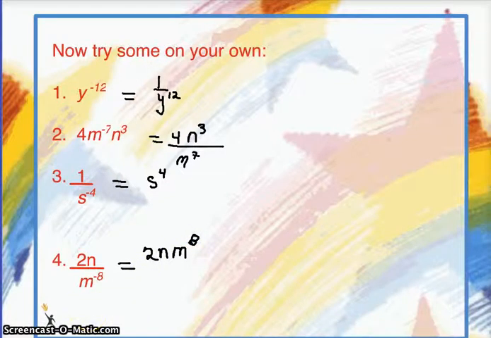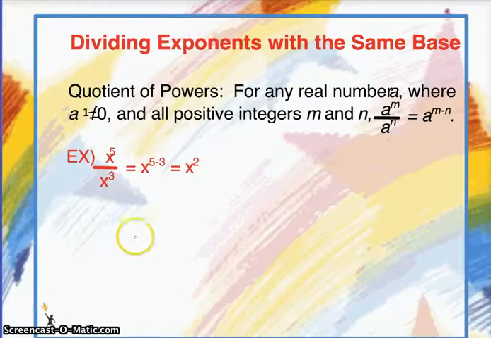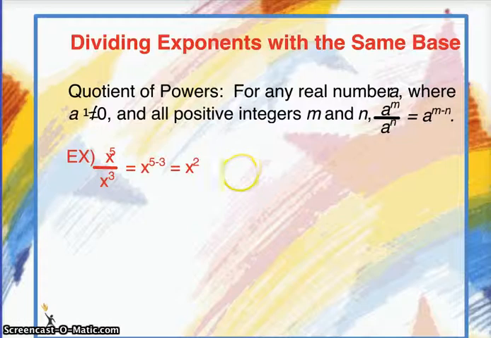All right, final property, dividing exponents with the same base. This is very similar to the last property. So what that is saying on this one is that for any real number a, where once again a does not equal 0 because a is in the denominator, and all positive integers m and n, if you have a to the m over a to the n, you can just take the reciprocal of one of your variables.